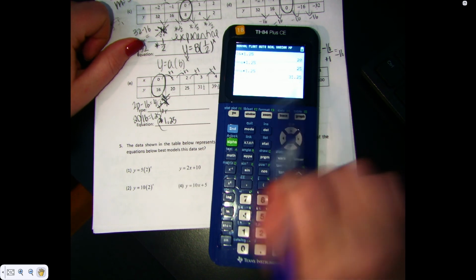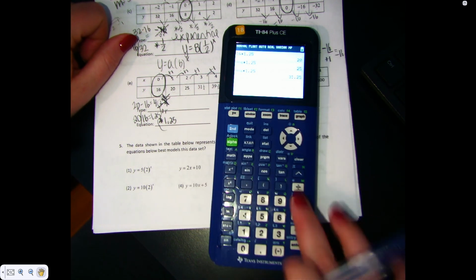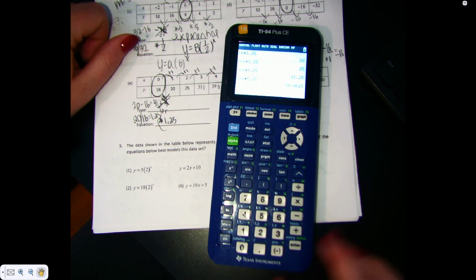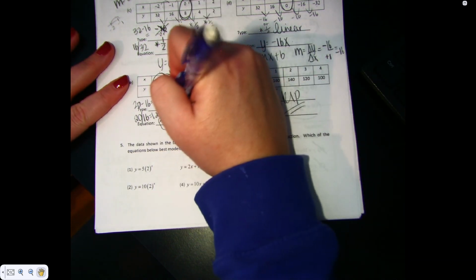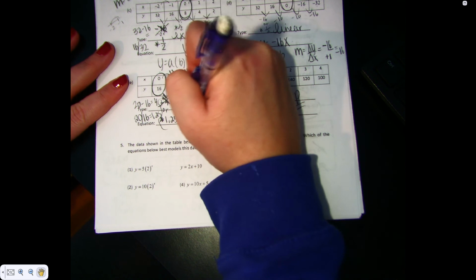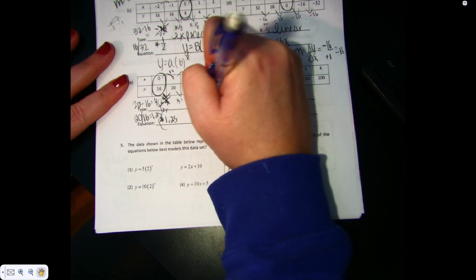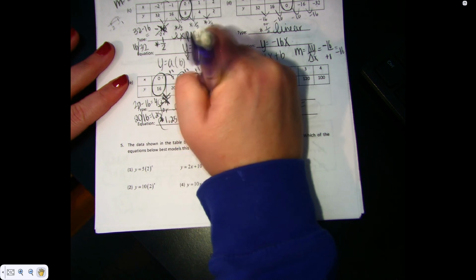0.25 is 1/4 in fraction form, so times 1.25. Okay, 0.0625 is 1/16. Perfect. We got it. So I'm multiplying each and every time by 1.25. So this is exponential because I'm multiplying.